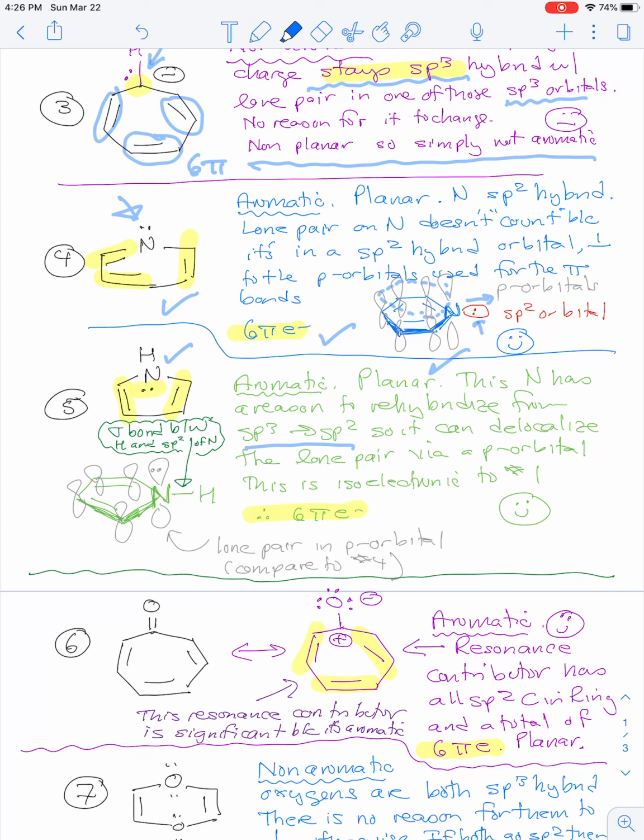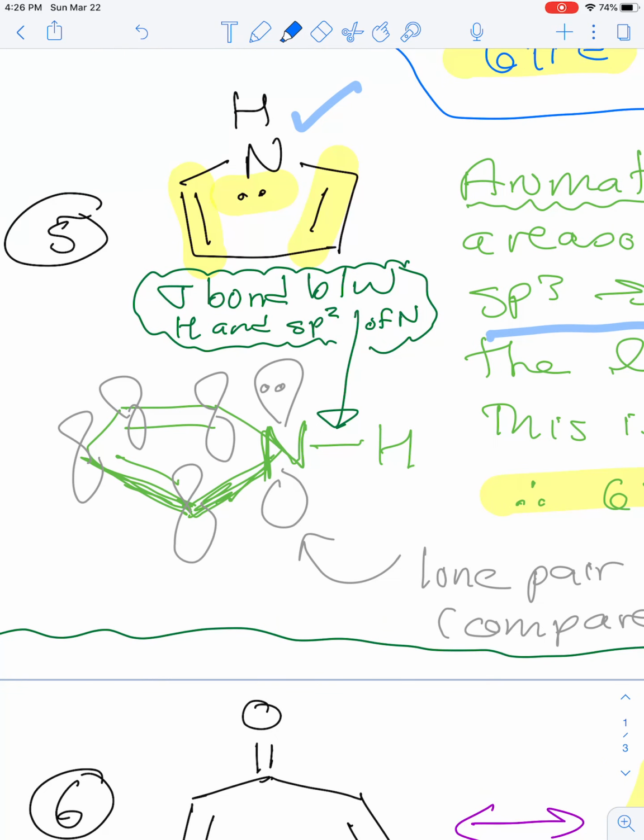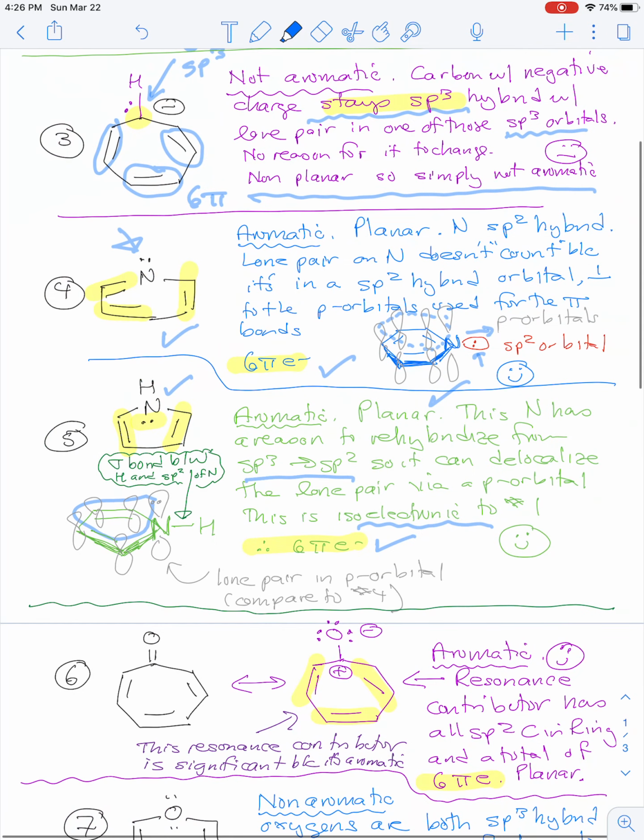And as I noted here, this is isoelectronic to number 1. We have 6 pi electrons, including the ones in the lone pair. And you can compare this diagram to the other diagram. So now the p orbital in which the lone pair is located is parallel to the other p orbitals and therefore counts towards aromaticity. So we have 6 pi electrons. The molecule is aromatic.